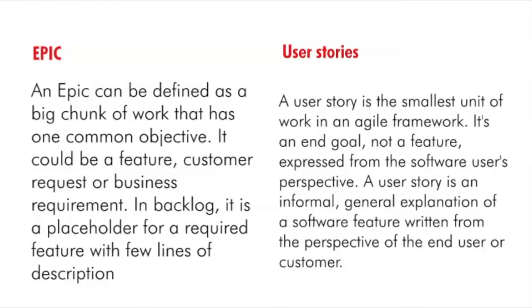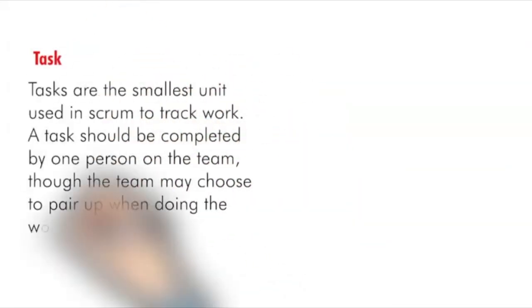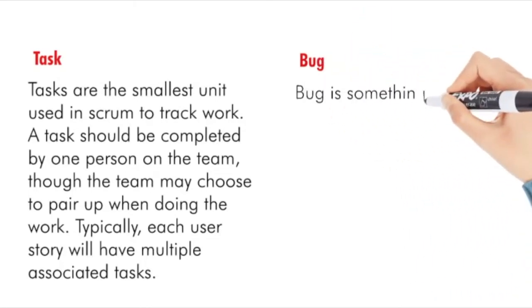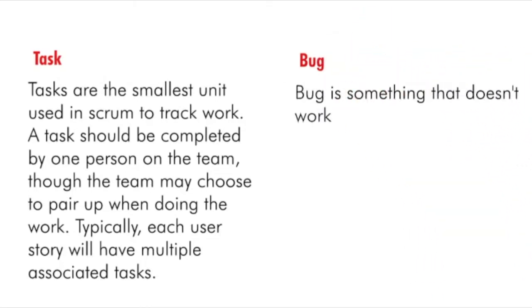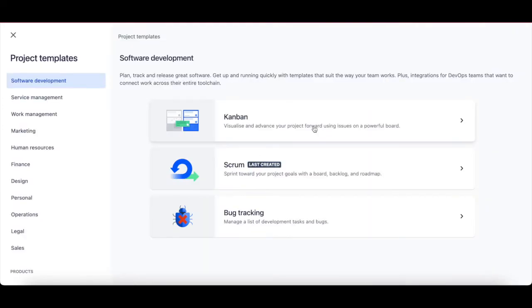What is a task? A task is the smallest unit used in Scrum to track the work. A task should be completed by one person on the team, though the team may choose to pair when doing the work. Typically, each story will have multiple tasks. A bug. A bug is something that is not working or is against the requirement. Now let's see these Jira concepts practically.